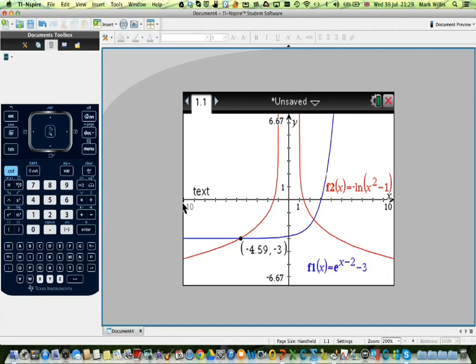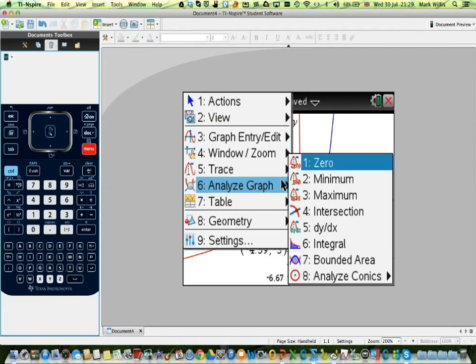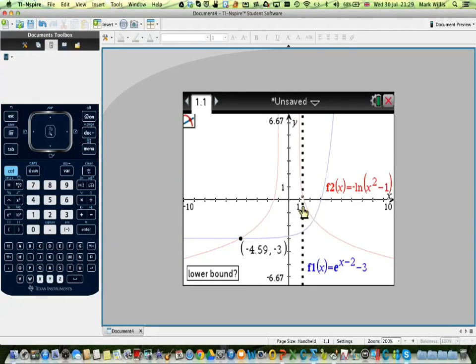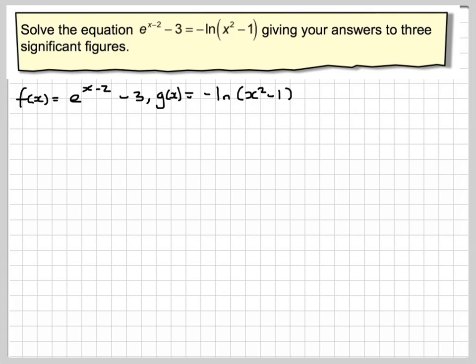And then we need to repeat it again for the second one. So menu, number 6, analyze the graph, number 4, intersection, to the left and to the right, and then we get the second answer here, 2.38. Now, what do we put on our exam script?